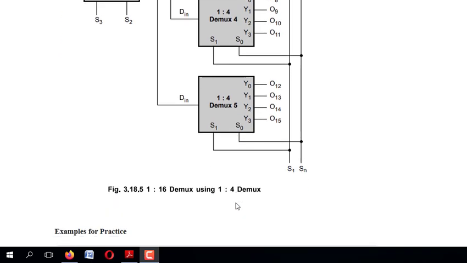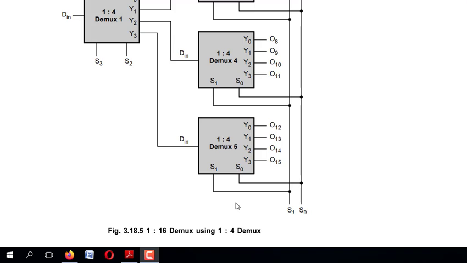So with this, the design of 1:16 using 1:4 demux is completed.